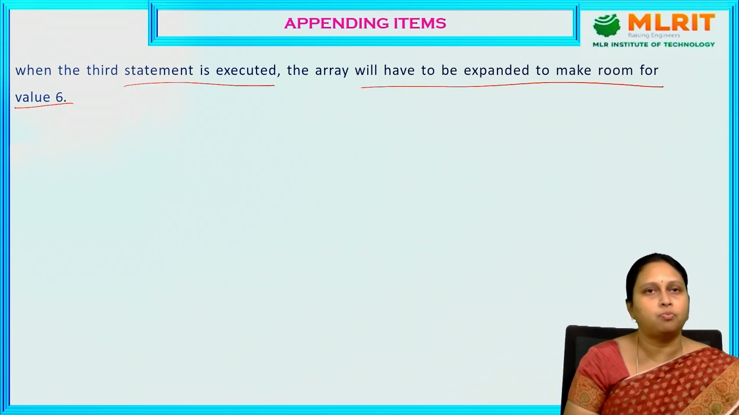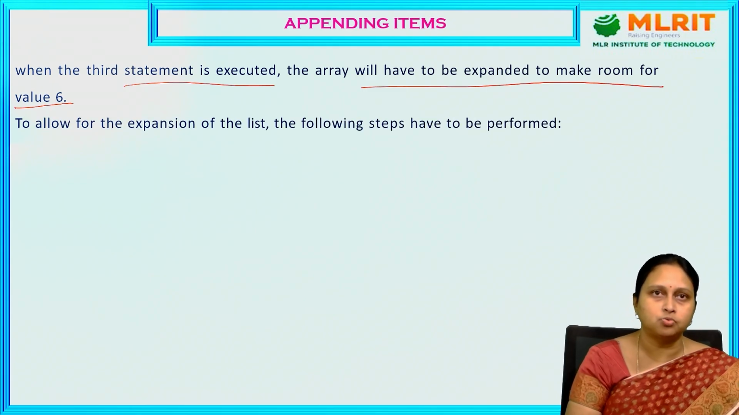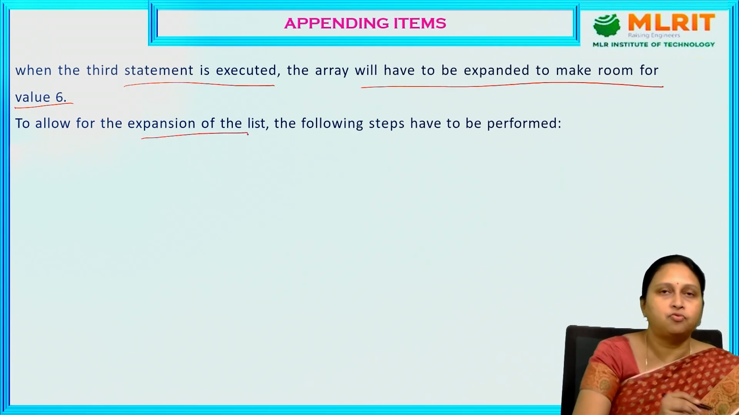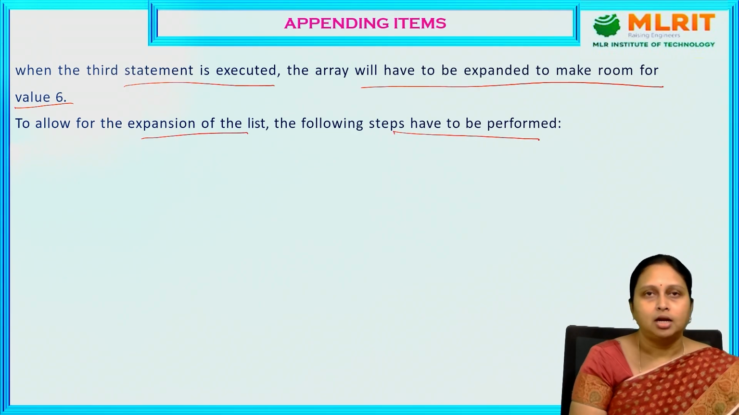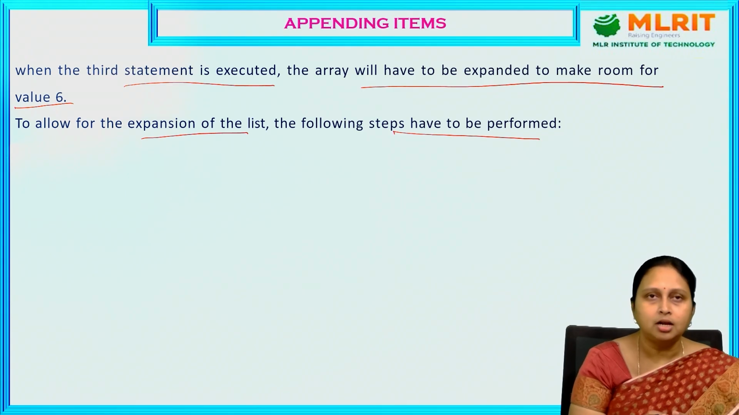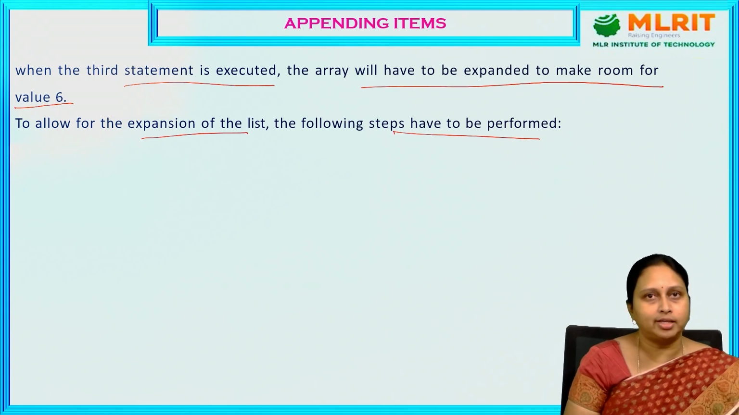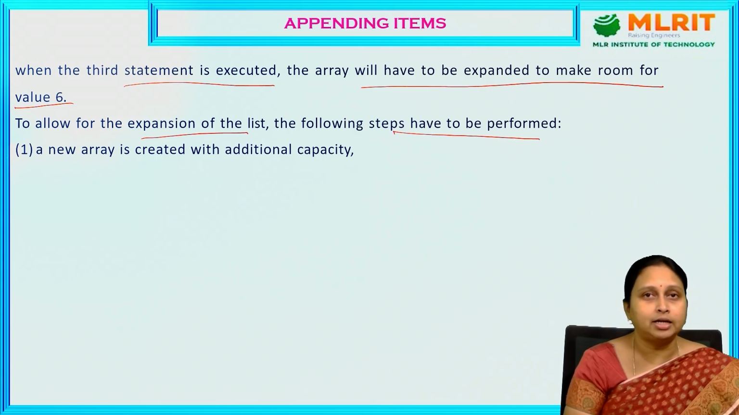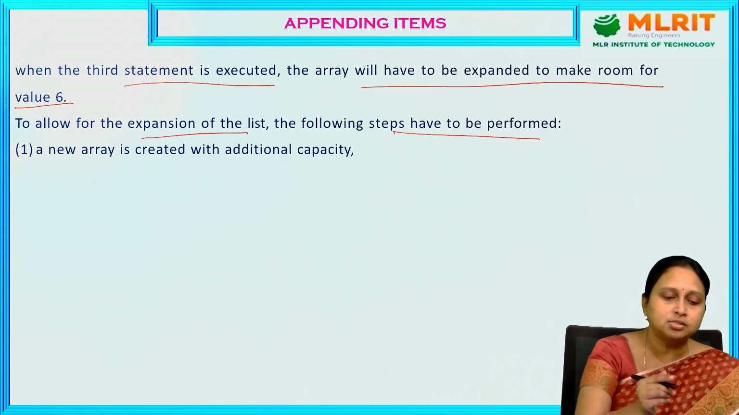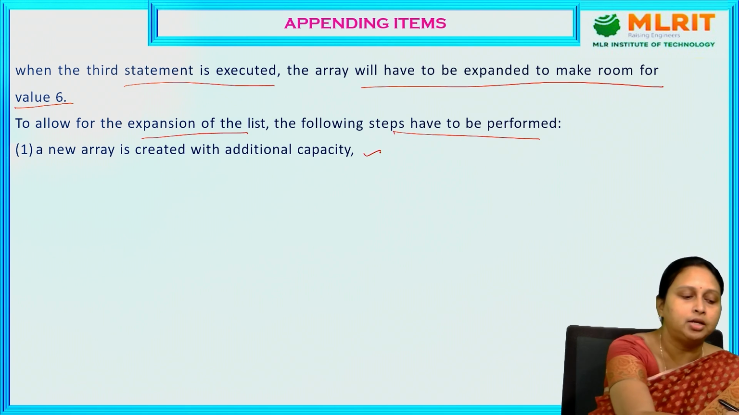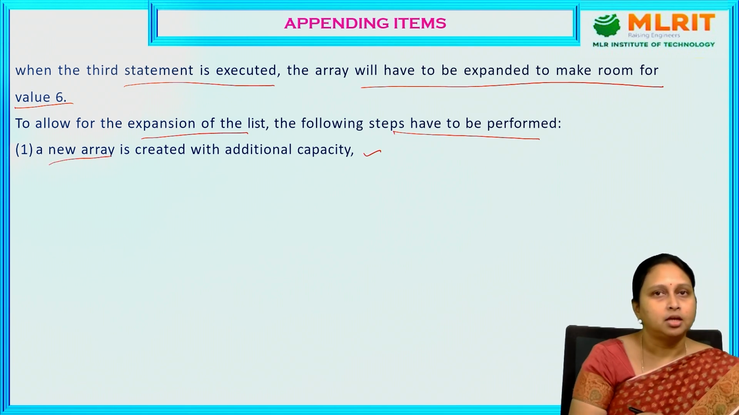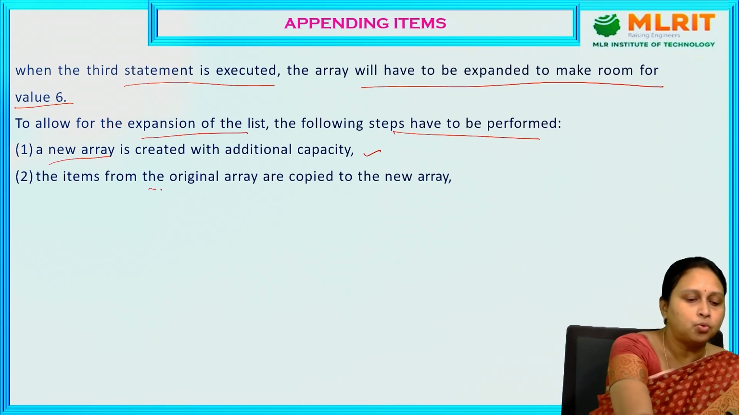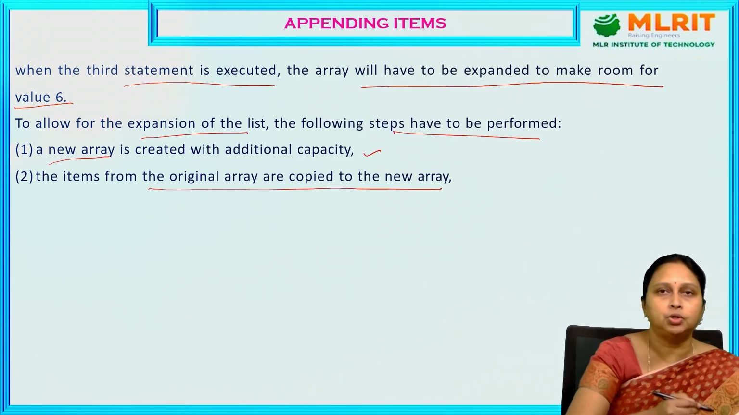Let us see what are the points that are going to be covered. First, what is it going to do? To allow the expansion of the list, the following steps have to be performed. Directly we can't expand it, right? What are the steps that are required to expand the list? First thing, a new array is created with additional capacity. And the second one, the items from the original array are copied into the new array, right?